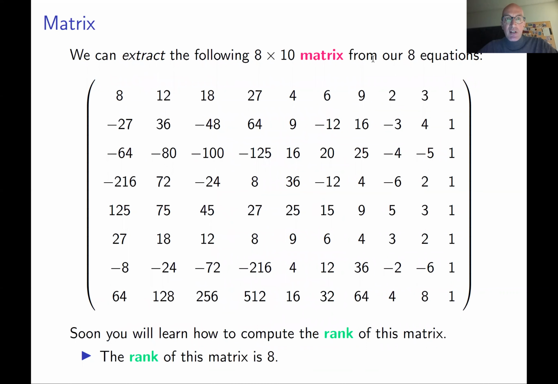Okay, let's do this. So you had 10 unknowns, 8 equations. These give you this matrix with 8 rows and 10 columns. So this matrix encodes all information about your system of linear equations. If you have this matrix, you can recover the system of linear equations, and vice versa. If you have a system of linear equations, you can recover this matrix.